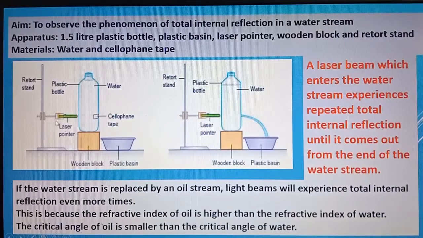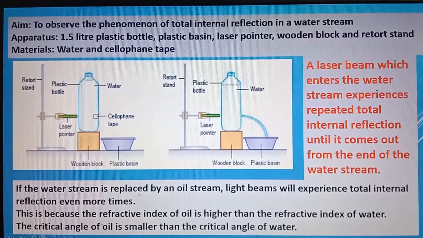Okay, this is a laser pointer. What we do, once the water is released, you can turn on the laser pointer. So you can see a laser beam which enters the water stream, experiences repeated total internal reflection until it comes out from the end of the water stream.